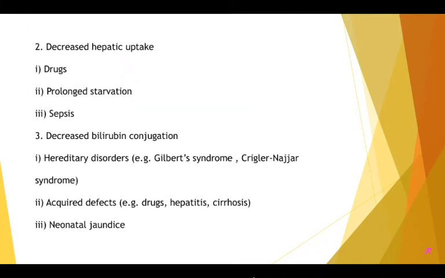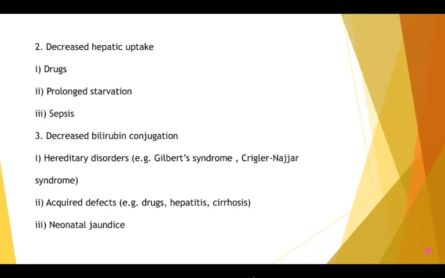Next is decreased hepatic uptake. That is, the liver is not absorbing the produced bilirubin. So then also what will happen? The bilirubin level will get higher. So why is the liver not absorbing this bilirubin? It can be due to many reasons. It can be due to drugs. It can be due to prolonged starvation. It can be due to sepsis.